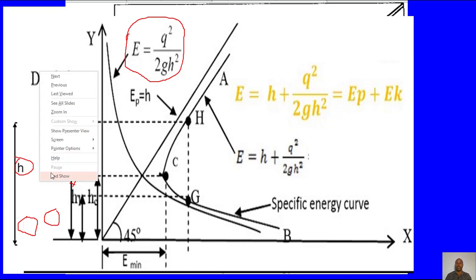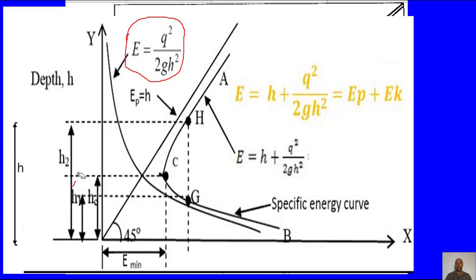Then we can describe these equations with respect to any dimension we have. At point H and point G, you have for the same specific energy different depths, as discussed previously. For the 45-degree line, you have the potential energy, which is the potential head. Then this is the specific energy curve, and this is the kinetic energy curve. So we can reduce or increase.